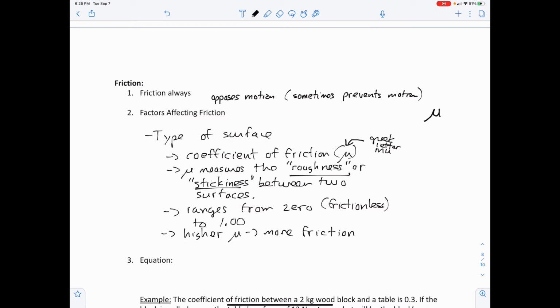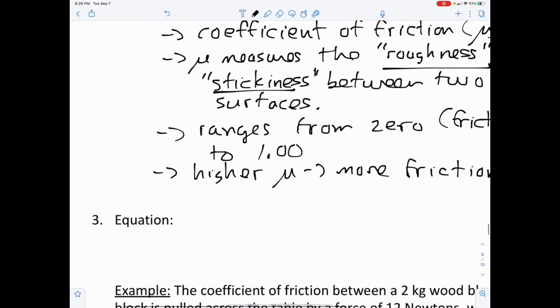Now, what else affects friction? Well, think about it this way. If you had two boxes filled with books, one had, let's say, 2 books in the box, and the other had 20 books in the box. Well, the heavier box is going to be much harder to slide on the floor. So clearly weight is a factor. But as we've come to find out, it's actually not weight that affects the friction.